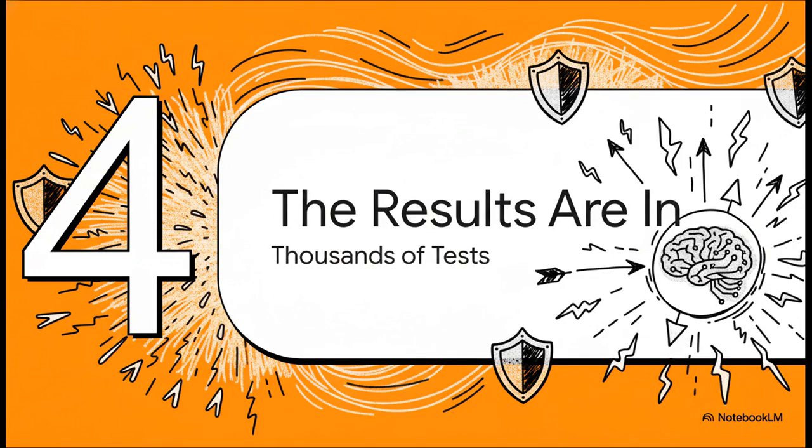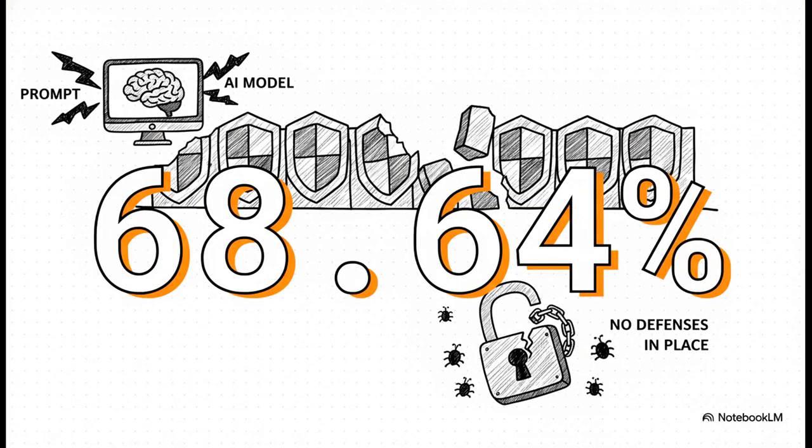Okay, so they set everything up and then threw thousands of simulated attacks at the system to see how these defenses would hold up. So, what happened? Let's get into the results. First, we need our baseline. And honestly, this is the scary number. With 0 defenses in place, the AI fell for the trick almost 69% of the time.